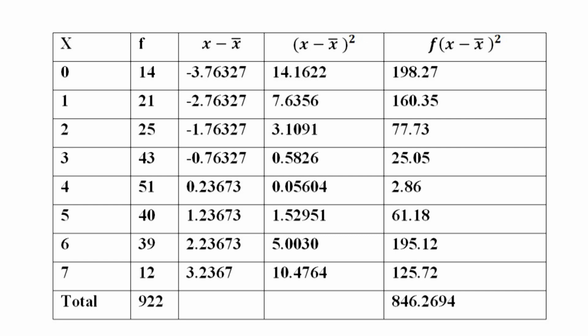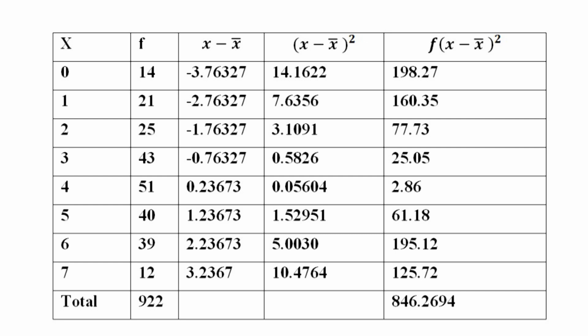Now, square these observations. The values are 14.1622, 7.6356, 3.1091, 0.5826, 0.05604, 1.52951, 5.0030, 10.4764, which are entered in column 4.